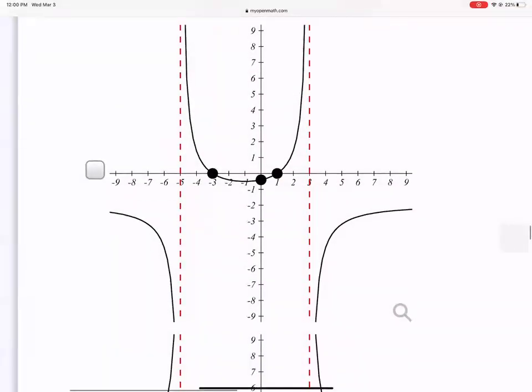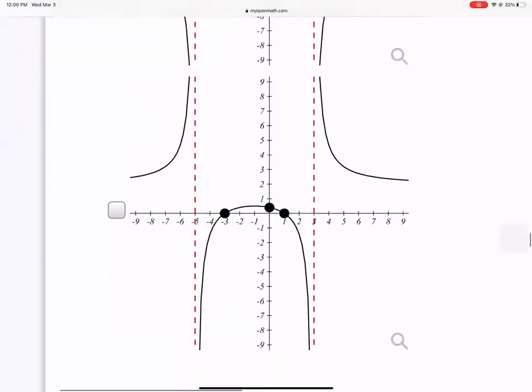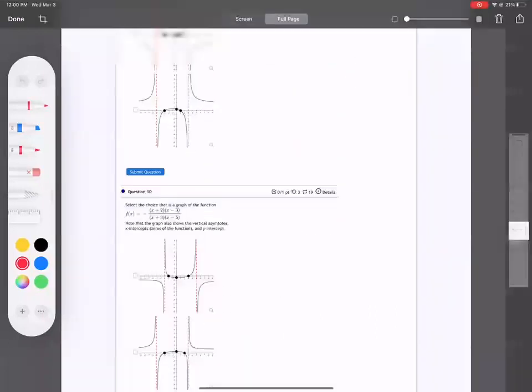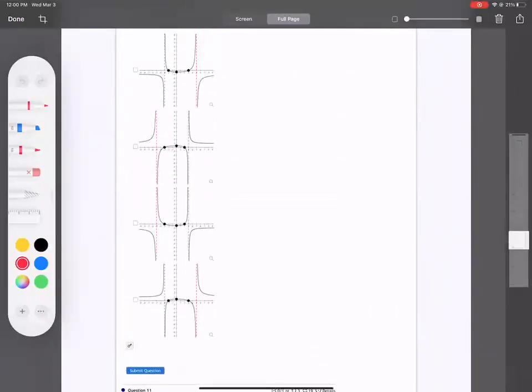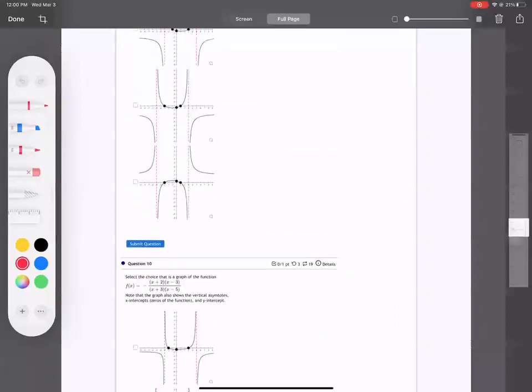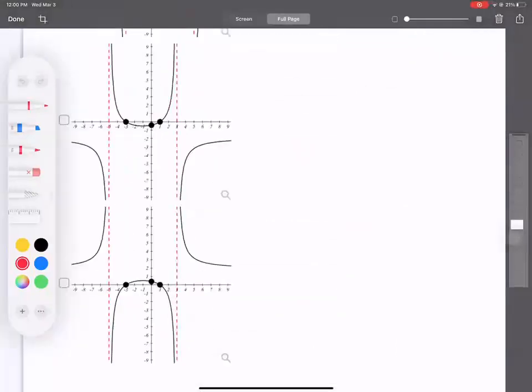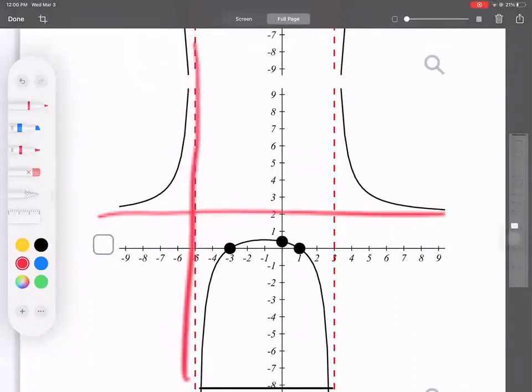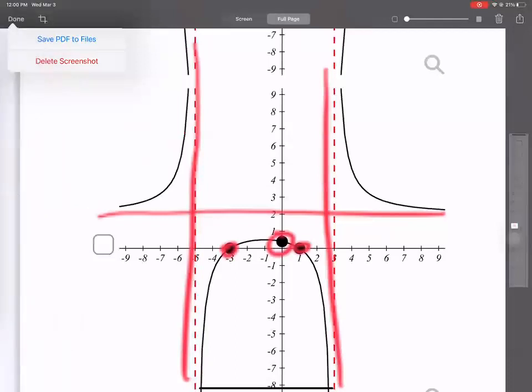Let's look at our last choice. Let's see if it fits everything we want, all the characteristics we want to find in a match. That was this one here, I think, yep. We said horizontal asymptote at 2, yep. Vertical asymptotes at negative 5 and 3, yep. We have zeros at negative 3 and 1, I'm sorry. And if I plugged in my 0, we would probably end up with a positive. All right, that's it.